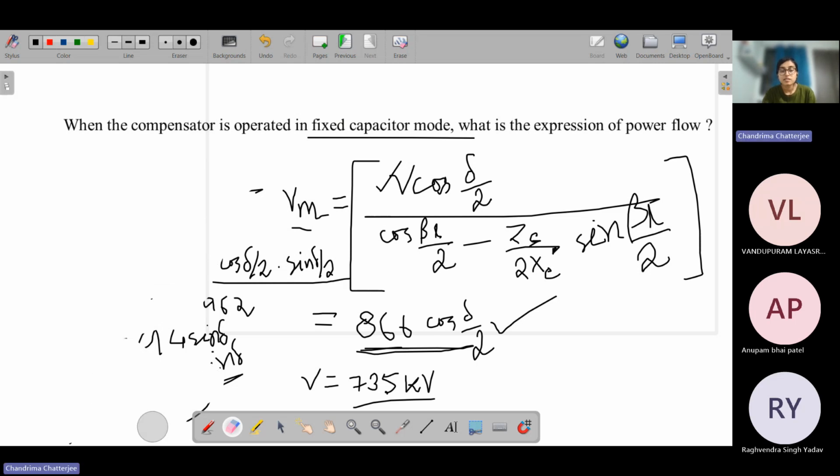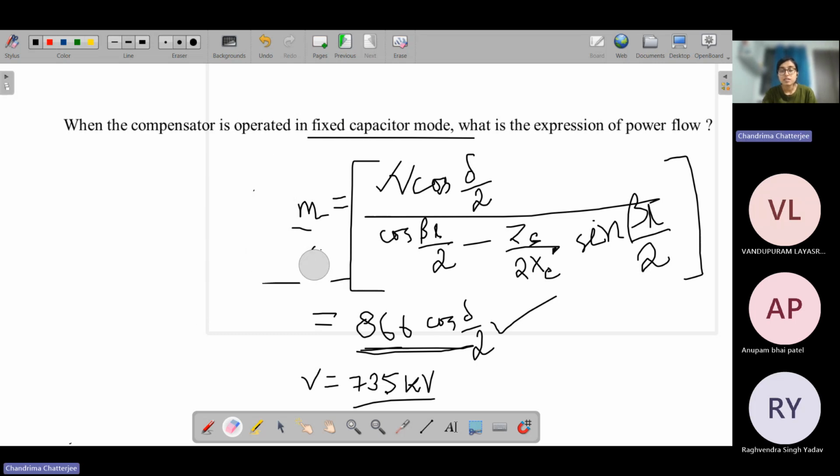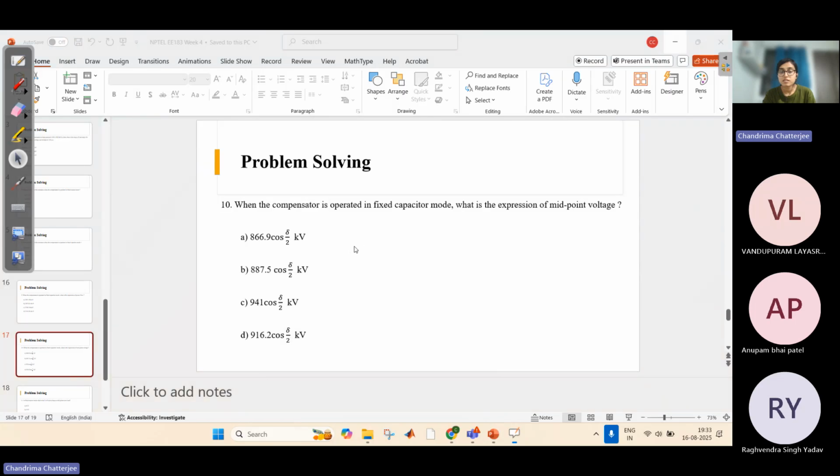In fixed capacitor mode, remember there are two modes, fixed capacitor mode and fixed reactor mode. Now they are asking in fixed capacitor mode. So this is VM, but they are asking in per unit, I guess. No, they are not asking in per unit. This is the actual one. So the first option is the correct one, 866.9. Okay, this is the correct option.